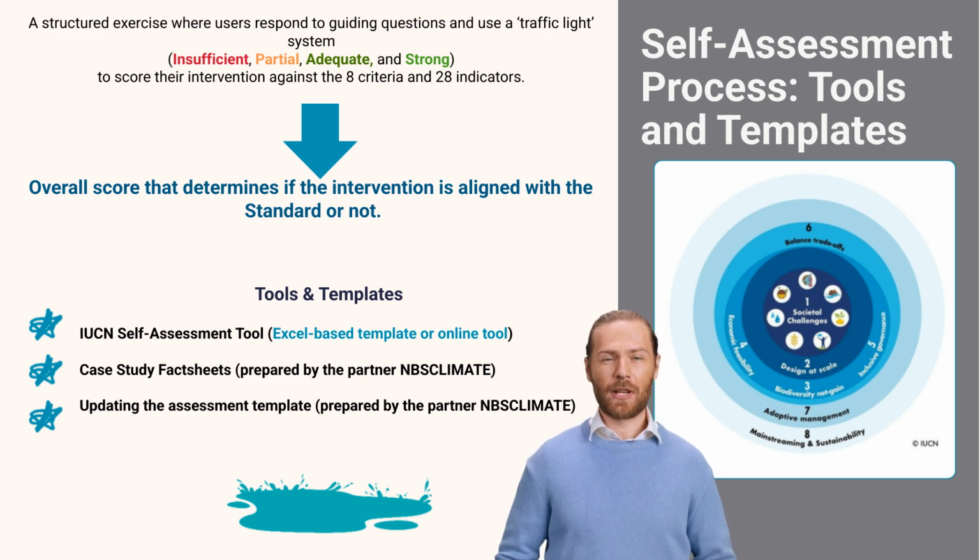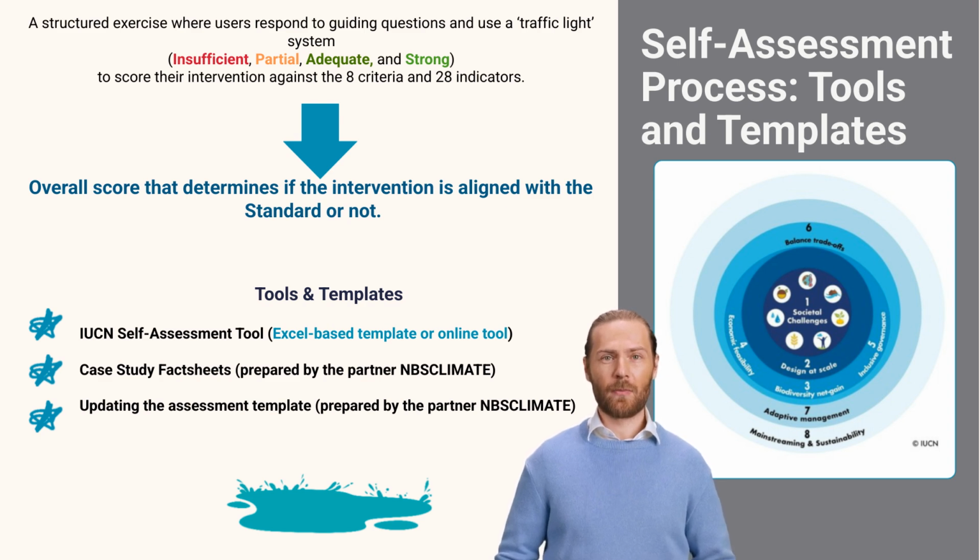The IUCN Global Standard for Nature-Based Solutions is applied through a structured self-assessment process. This allows project teams, municipalities, or communities to evaluate whether their nature-based solutions meet the required quality benchmarks. The self-assessment is based on guiding questions and a simple traffic light scoring system, ranging from insufficient to strong, across the 8 criteria and 28 indicators. While the tool produces an overall score, the main objective is not the score itself, but identifying weaknesses, lessons learned, and opportunities for improvement to maximize impact and benefits.